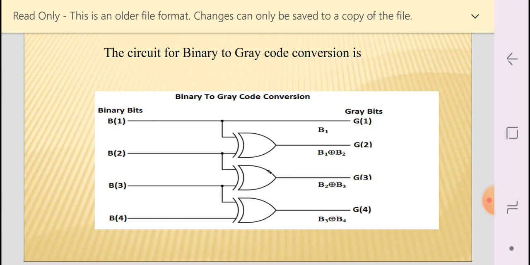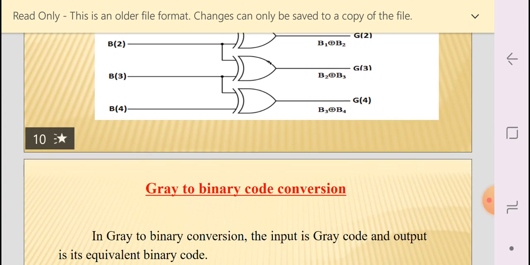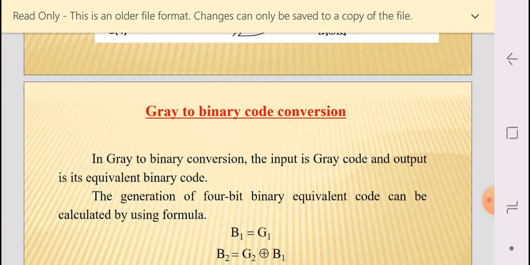Next G3. What is G3? That is B2 XOR B3. So this is the second XOR gate, and the third XOR gate is B3 XOR B4, that is G4. Okay. So this is the binary to gray code converter circuit through which we can easily find the gray code number from a simple binary number. Okay. So this is the first conversion.